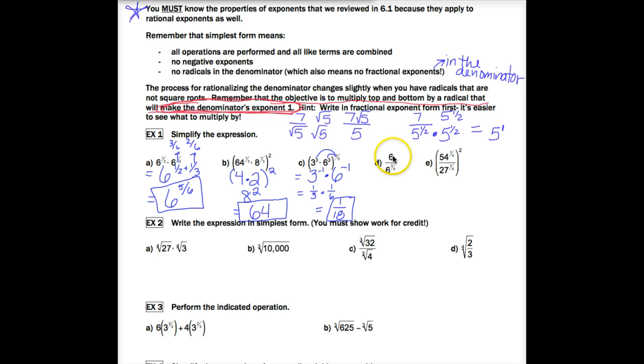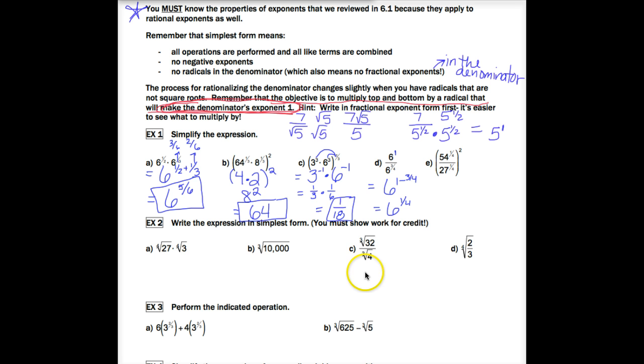D, we have the same base here. This is division. So hopefully you remember the rule of division when you have powers is to subtract the exponents. So the base is going to stay the same. I'm going to do 6 to the 1 minus 3/4. Well, 1 minus 3/4 is 1/4. So I've got 6 to the 1/4.